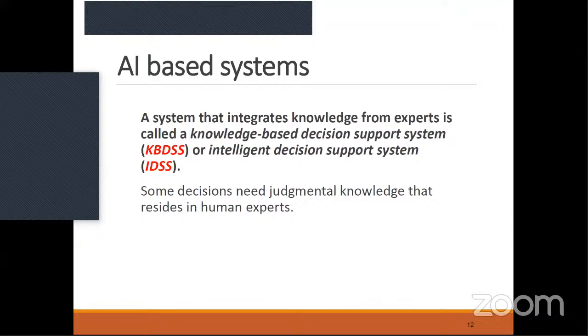A well-known AI-based system which has been used for a long time is an expert system. These AI-based systems integrate knowledge from experts, and it's called a knowledge-based decision support system, or an intelligent decision support system. Some systems still need judgmental knowledge that resides in human experts. So such systems which use knowledge from experts are known as expert systems or knowledge-based systems. Or if it makes decisions, we call it an intelligent decision support system. But this knowledge has to come from humans, because a lot of knowledge remains within humans, which they have acquired or intuitively created from their experiences.